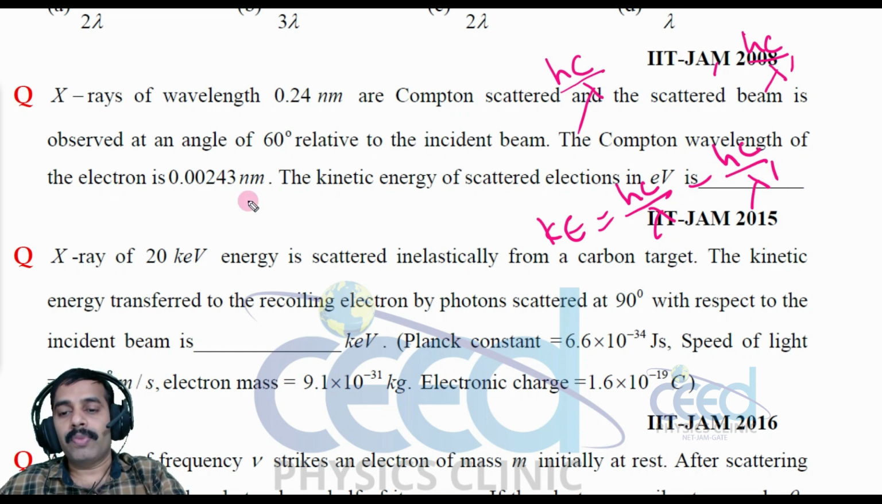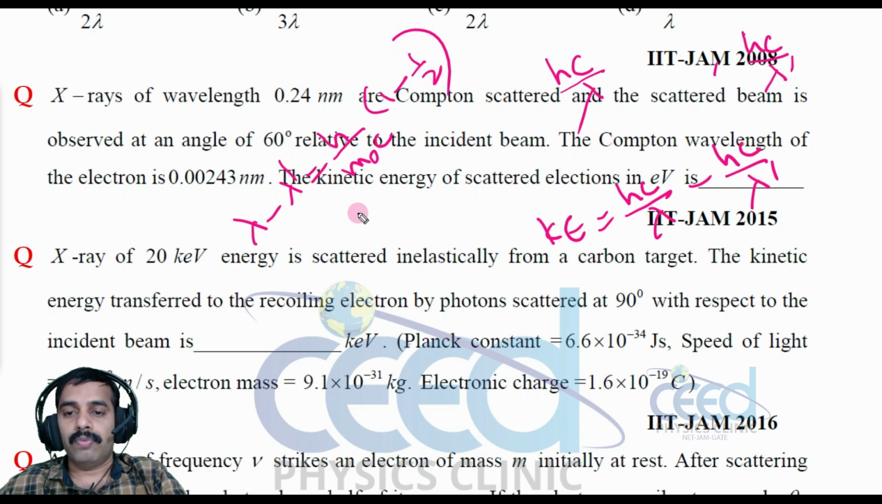But from the formula we already know that lambda minus lambda dash is equal to h by m0c into 1 minus cos theta. Theta is given as 60 degrees, and cos 60 is 1 by 2. What is the Compton wavelength? This value h by m0c, the Compton wavelength of the electron, is given as 0.00243. So you can substitute that value, and we need to find lambda dash.